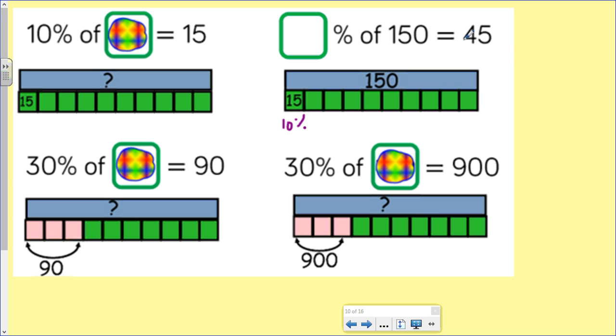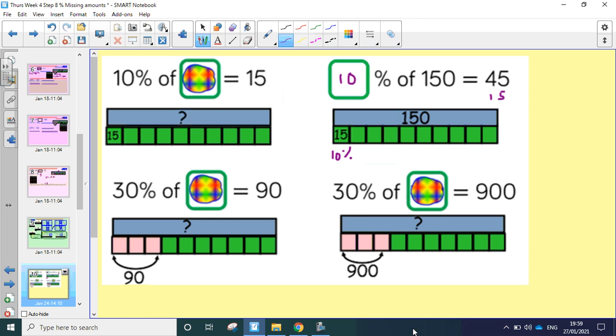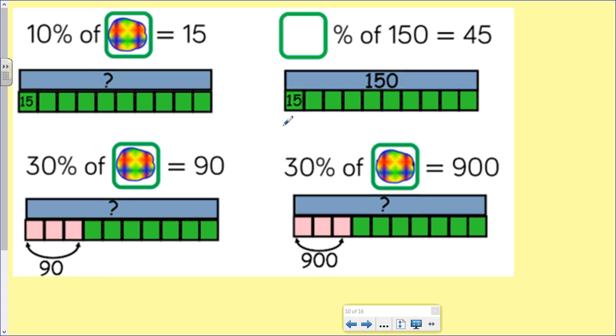So if this said 15, which it does not, I would put 10% in there. That's not the answer. Okay, so just have a think about what it might be. I will just rub that out in case you get confused as to what I've said there. So that's not the actual answer. That was just an example. I will just put back on that that is 10%.